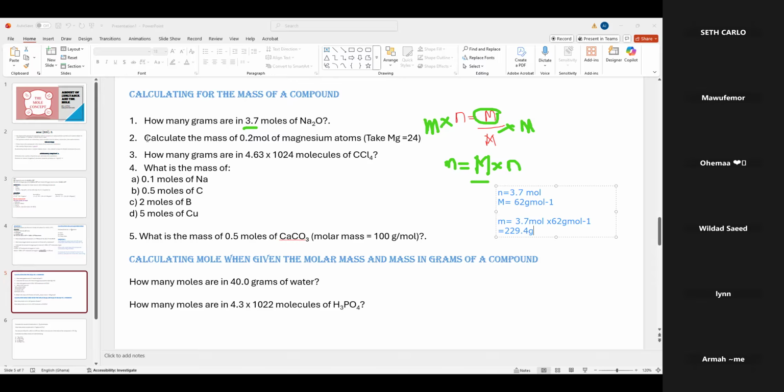Okay, now let's calculate for the next one. Calculate the mass of 0.2 mole of magnesium atoms. So try your hands on that. For magnesium, they give you the molar mass to be 24. This one, they just said magnesium atom, so it's just magnesium. You are not multiplying with anything. So you have the mole, you have the molar mass. Find for the mass, please.